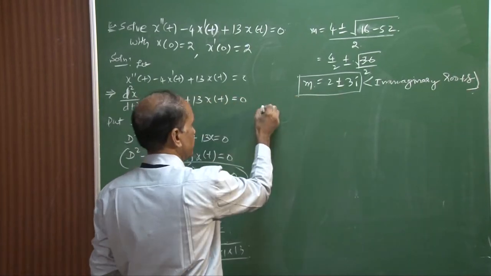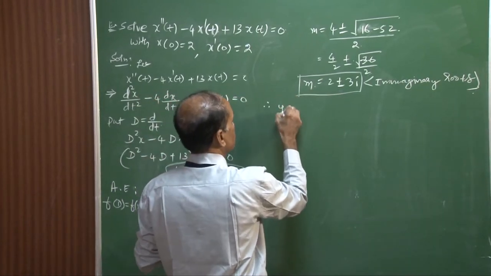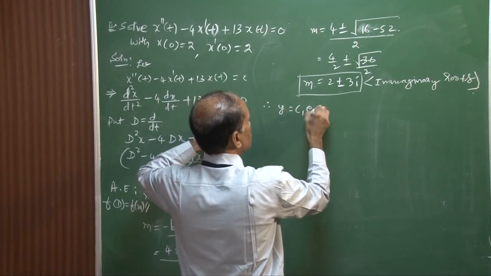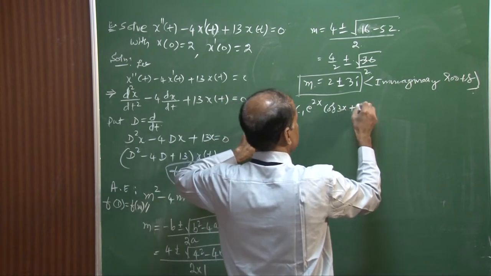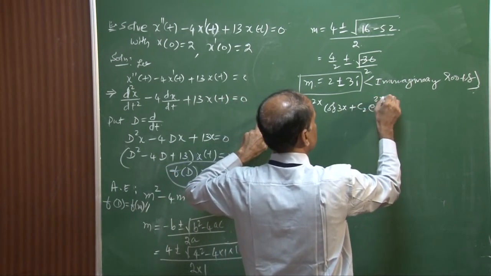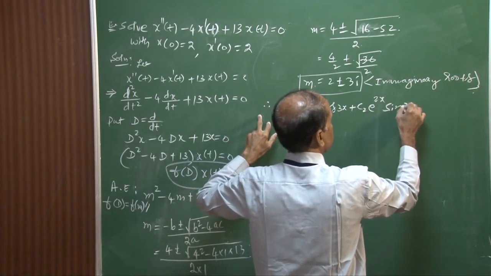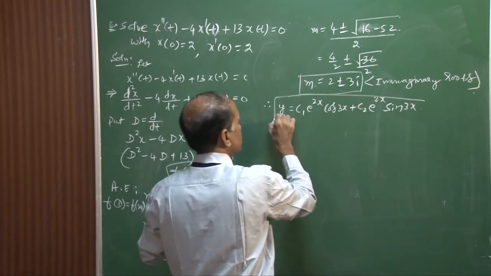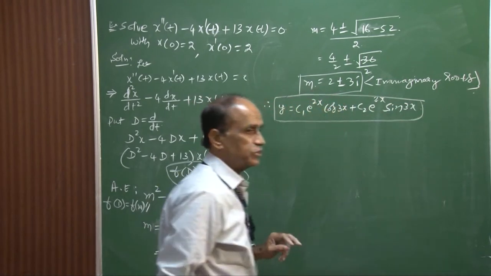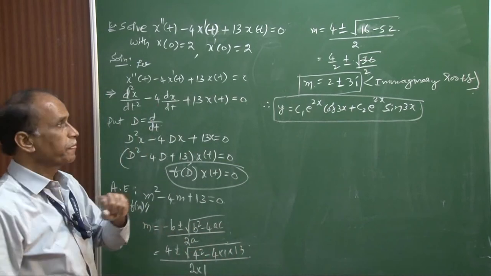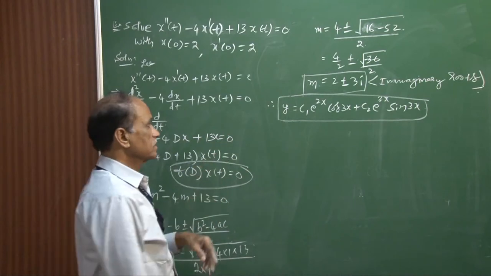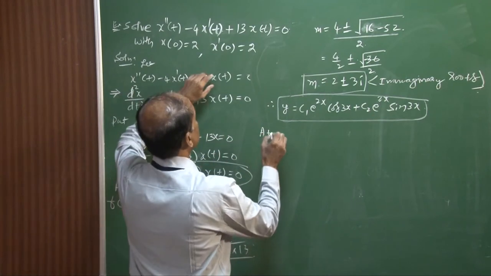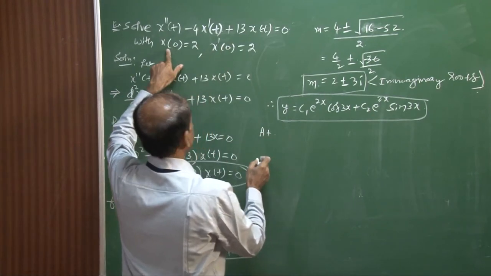Imaginary roots. Therefore, we have y is equal to c1 e to the power 2x cos of 3x plus c2 e to the power 2x into sin of 3x. This is the general solution. General solution means which is with the presence of arbitrary constants c1 and c2. So, now we shall use these set of initial conditions.